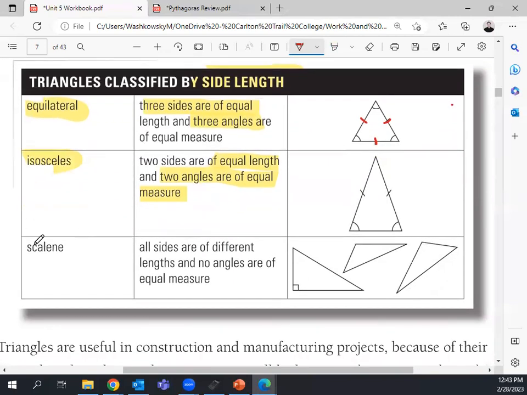And then finally, we have a scalene triangle. Scalene triangle is just something where there's no commonalities. Everything's different. Every angle's different. Every side's different. And you can see, if you look really closely on this bottom triangle, right triangles fit that. A right triangle is technically a scalene triangle.